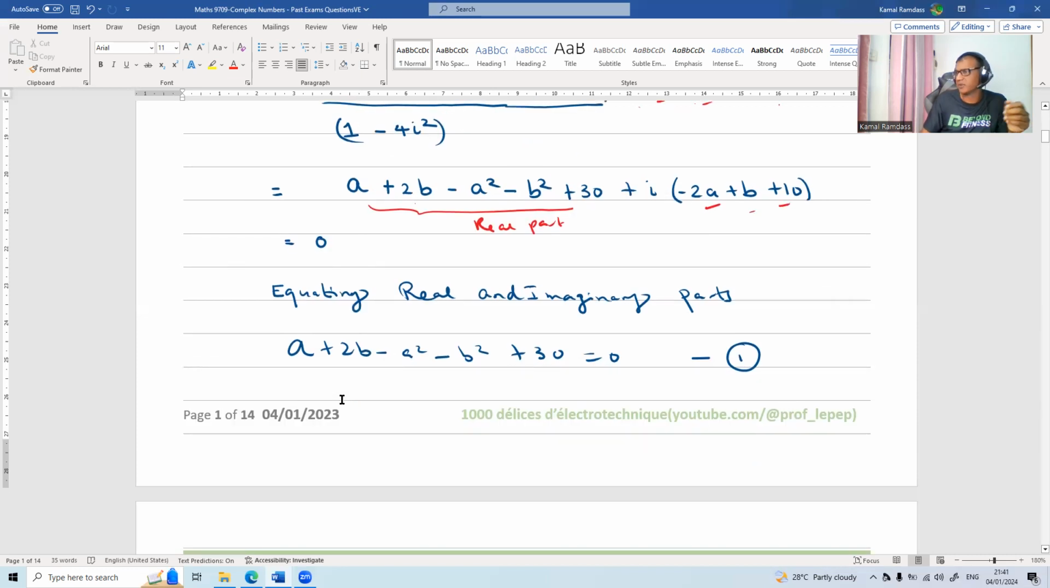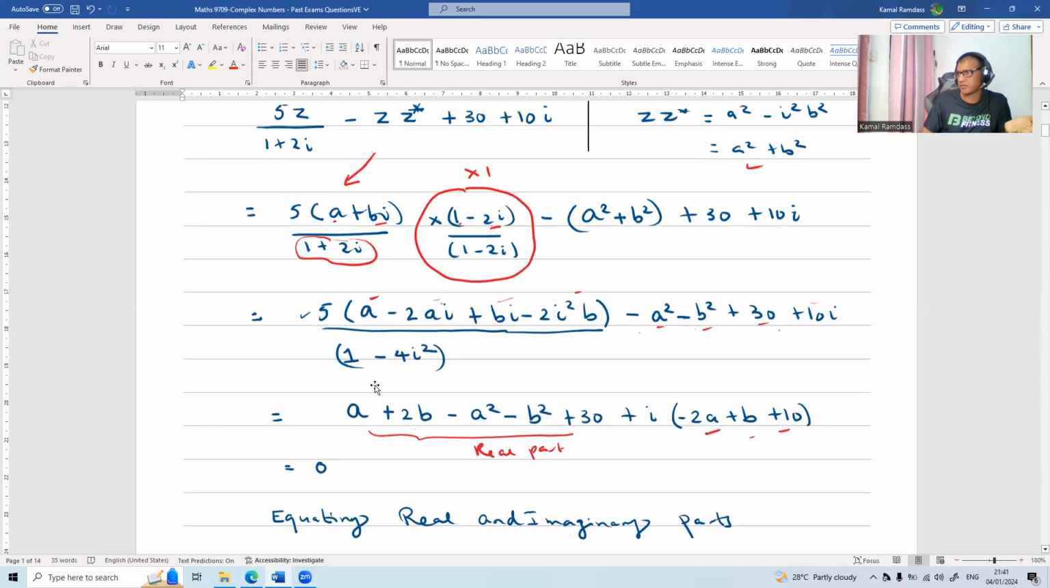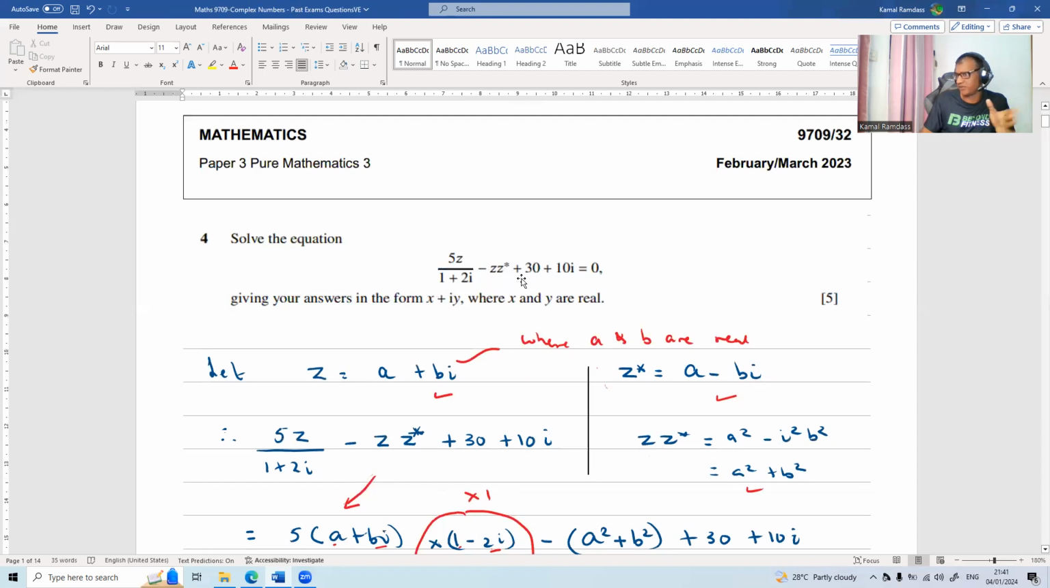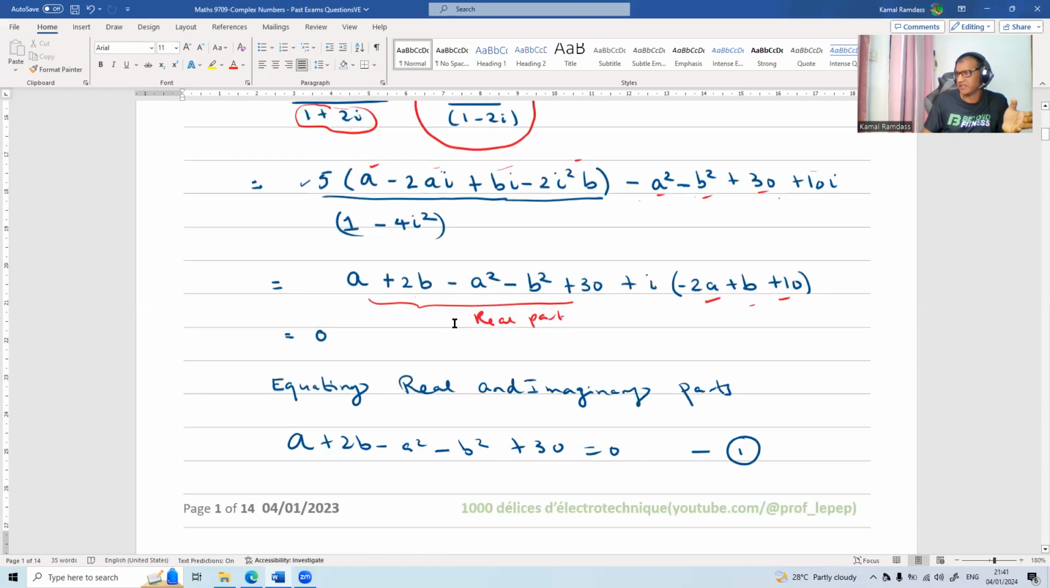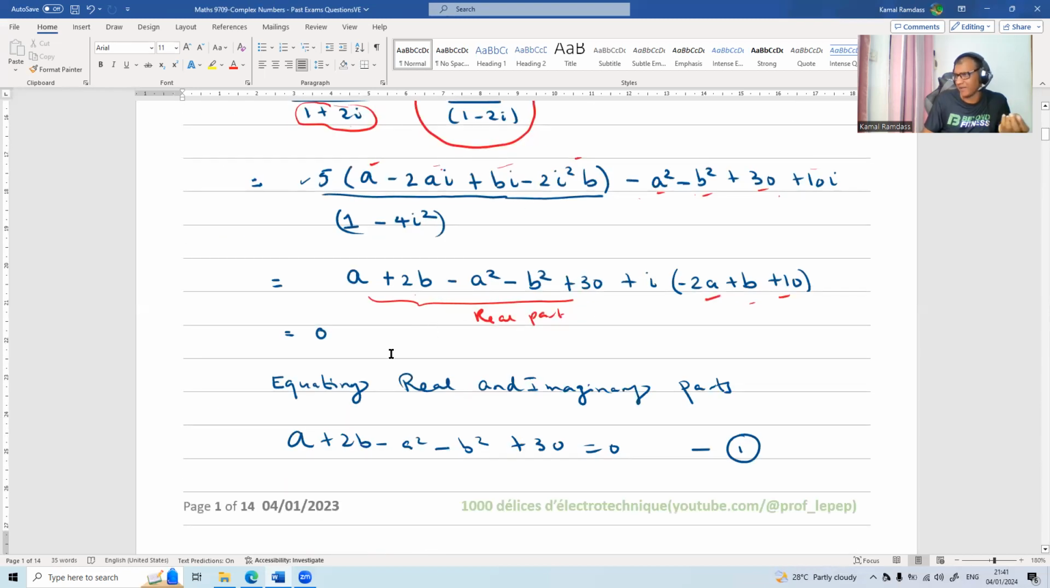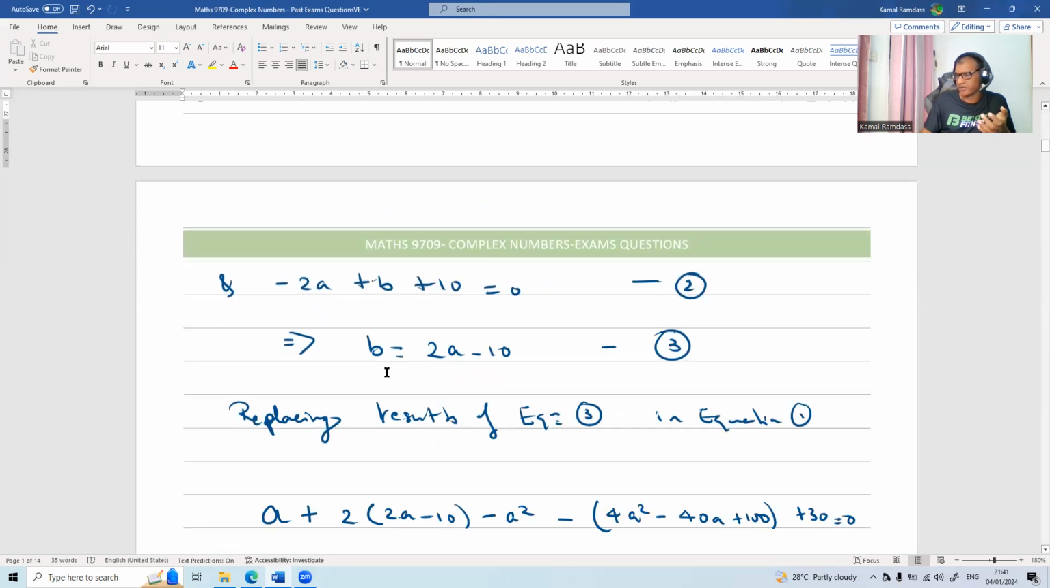Ça veut dire, si mon equate, which is equal to 0, bien sûr, parce qu'il faut ne pas oublier la question, solve the equation, this function of z is equal to 0. Ça veut dire, ça c'est 0 plus 0i. Ça veut dire, the real part is equal to 0. So imaginary part also is equal to 0. Ça veut dire when the real part is equal to 0, a plus 2b minus a square minus b square plus 30 est égal à 0. On appelle ça équation 1. Et when the imaginary part is equal to 0, minus 2a plus b plus 10 is equal to 0, on appelle ça équation 2.